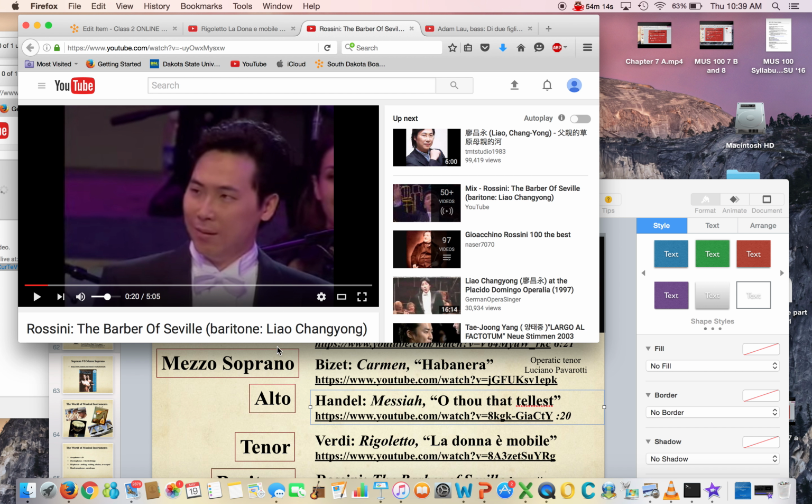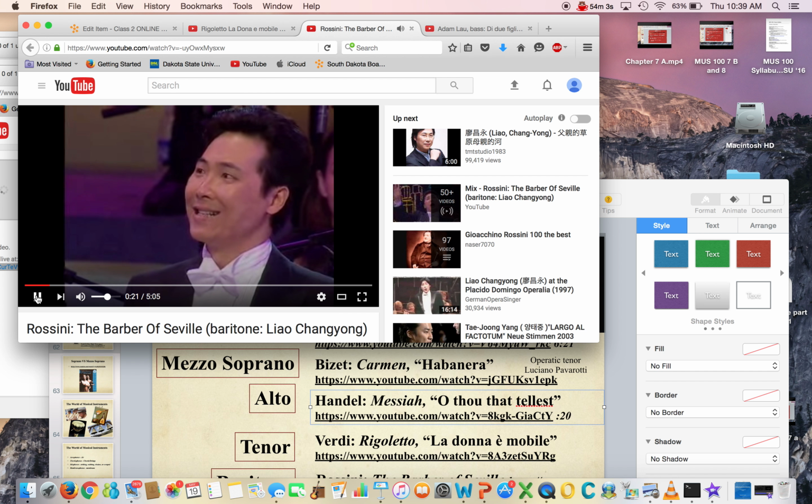Now we have this guy. He's a baritone. He's in between. He's not quite as high as a tenor, but he's not as low as a bass. Starting right at about 20 seconds. This is the baritone. Okay, he's also with an orchestra, but I think you can hear that one.